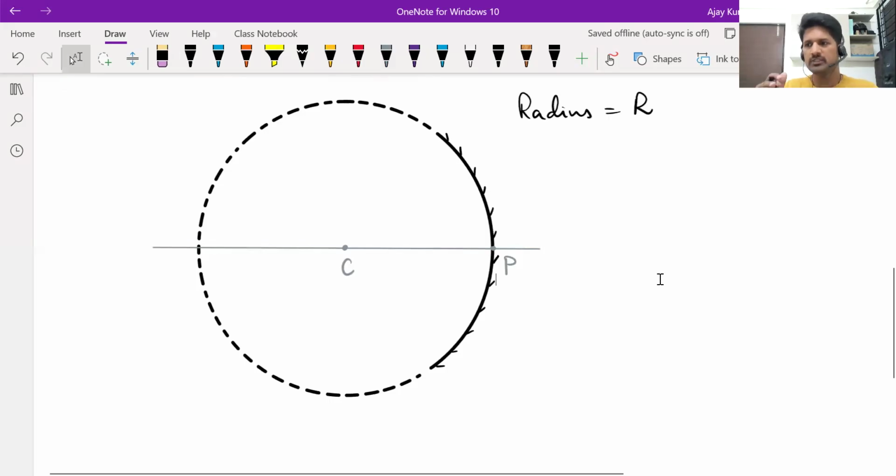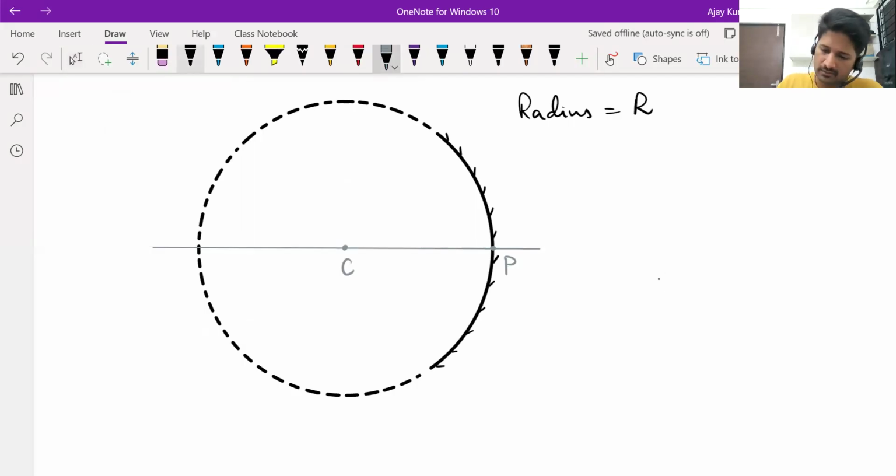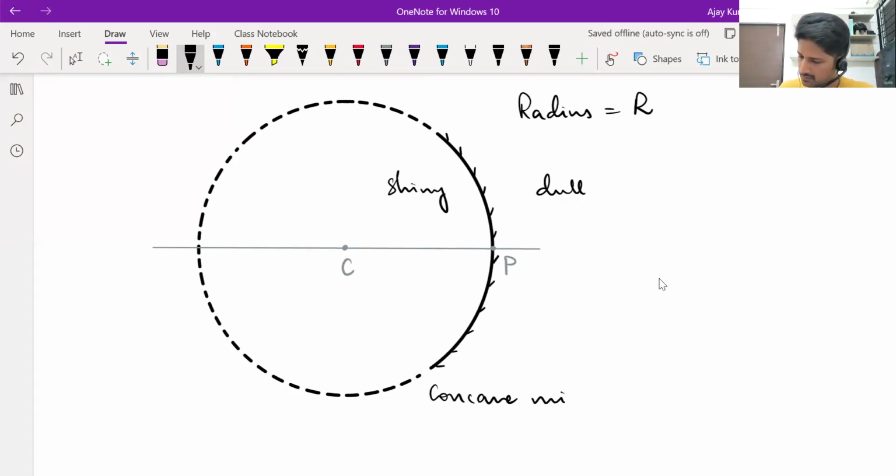Now, assume this sphere is coated on the inside. Okay, coated means silver coated on the inside. So inside is shiny, outside is rough. So basically, this is the shiny side. This is the dull side. And the shiny side becomes the reflecting side. And in this case, the shiny side is concave. So this becomes a concave mirror. Like the inner side of a spoon.